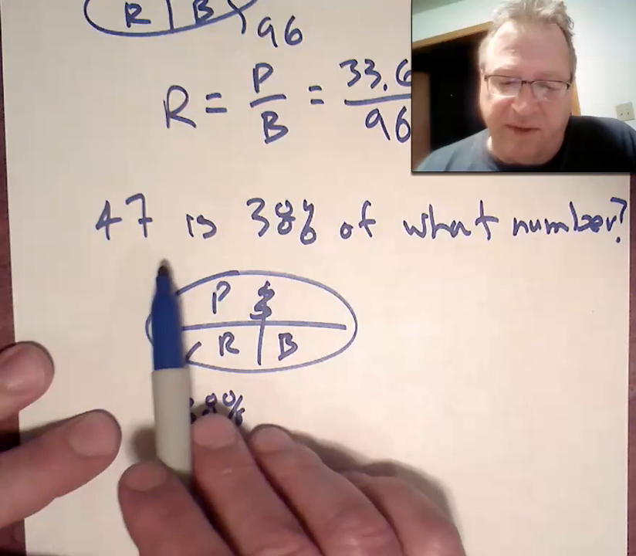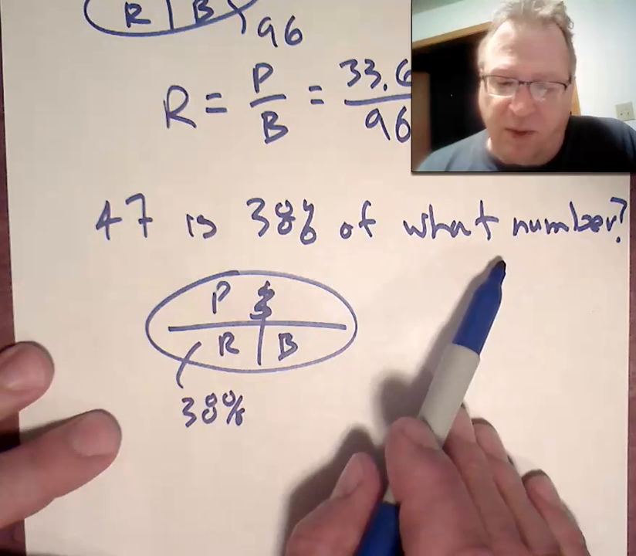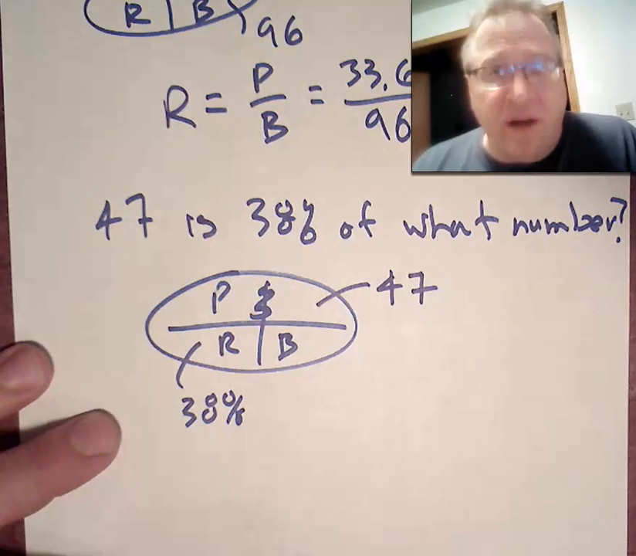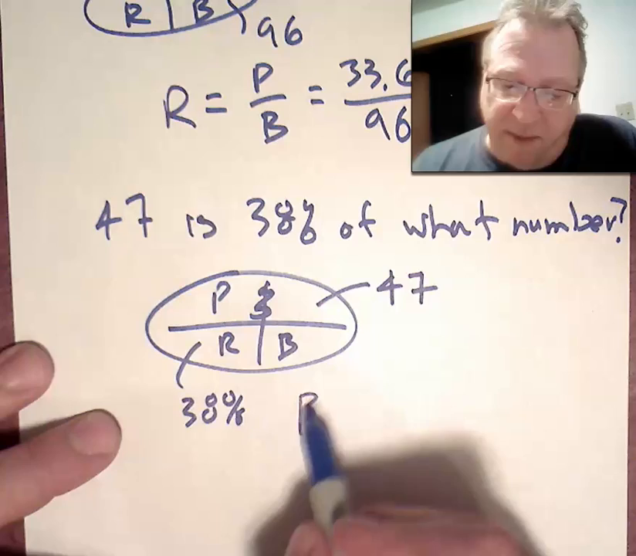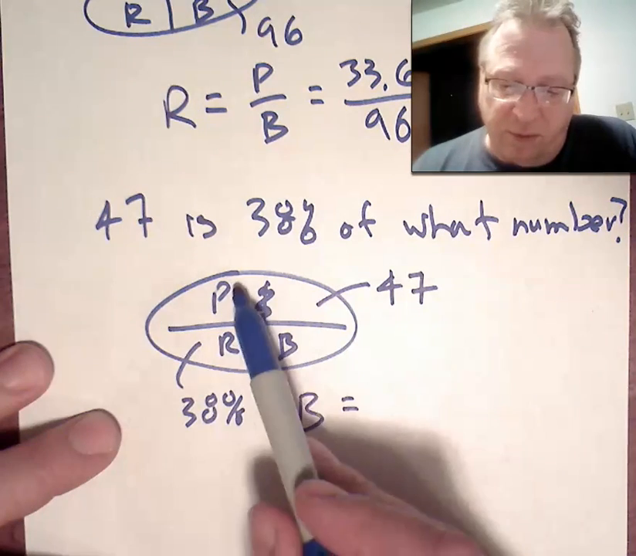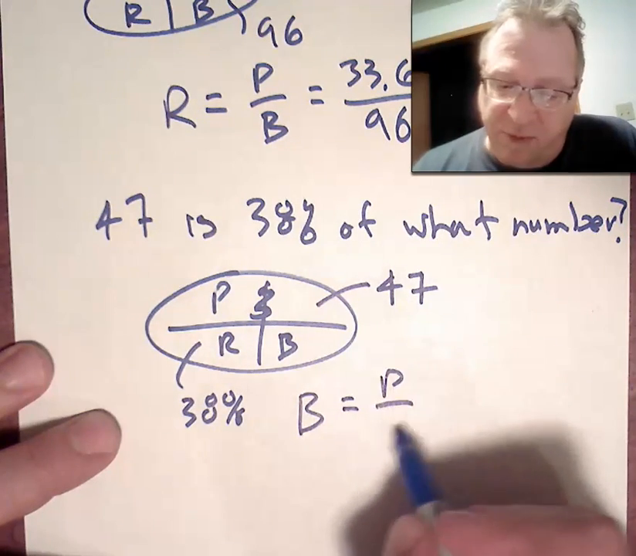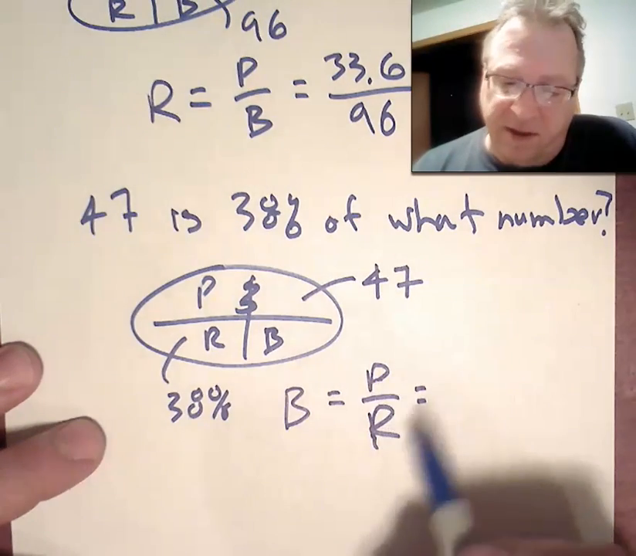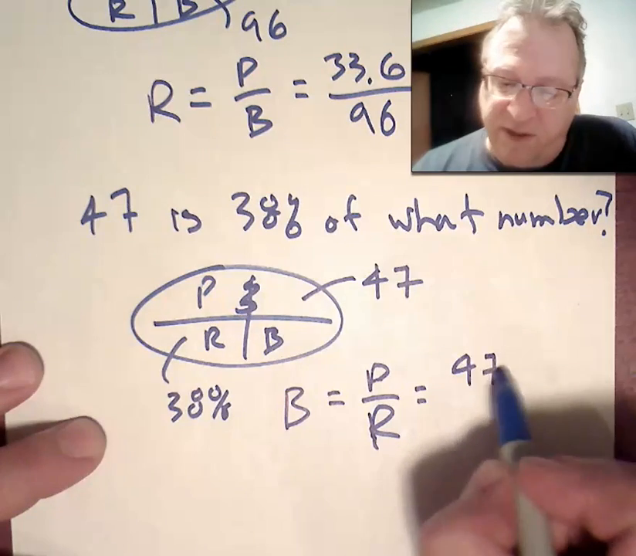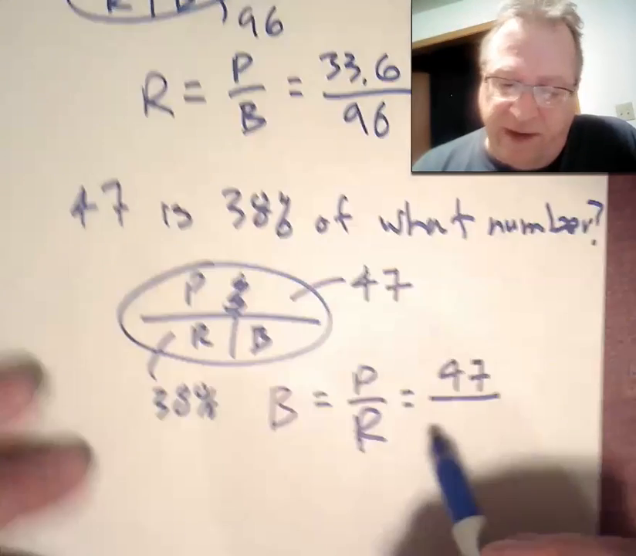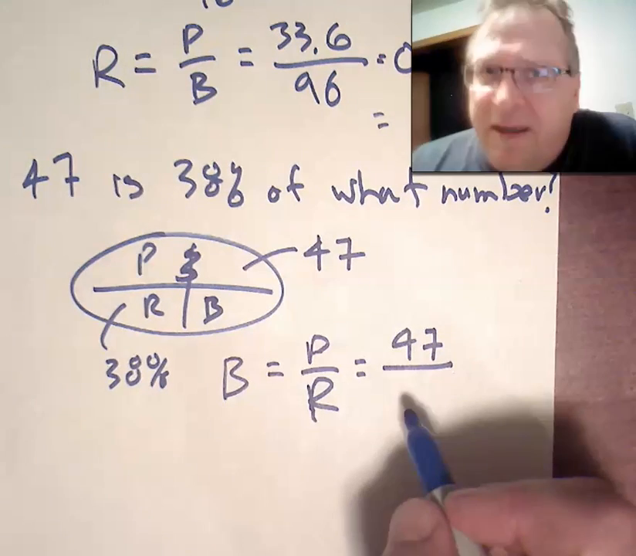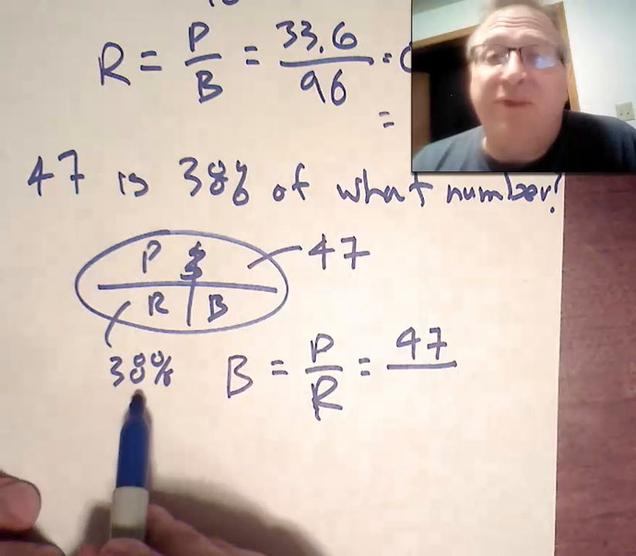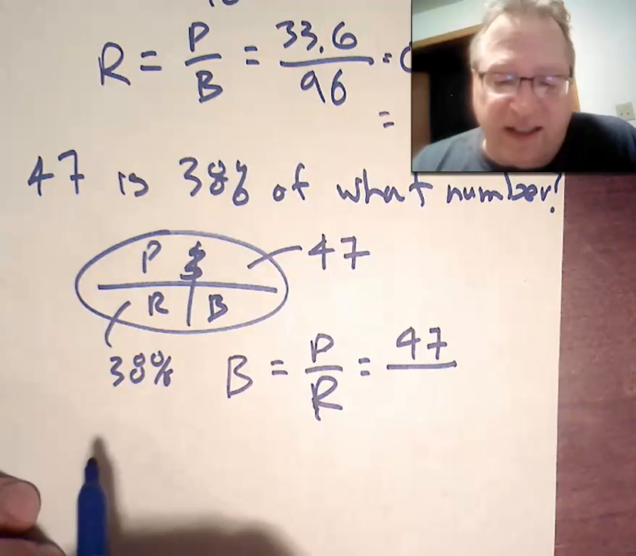Sounds like 47 is a portion or a part of some number. So that's our 47. We need to solve our portion equation for base. So we write base is equal to portion over rate. Portion over rate. And let's fill in our values. Portion is 47 over rate. And now our rate, again, when we're making calculations, it's got to be the decimal version. So I need to divide that by 100 or move 2 decimal places to the left.